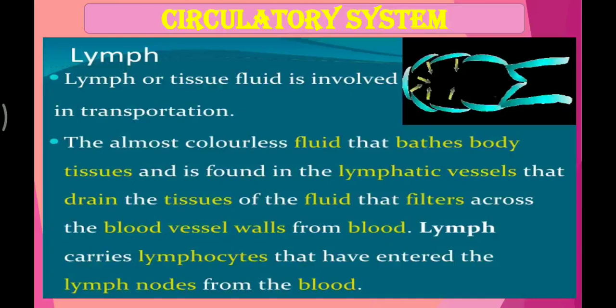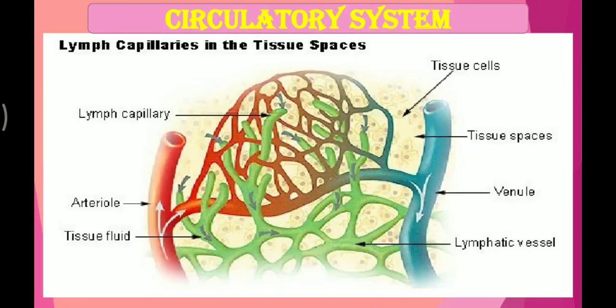So, lymph or tissue fluid is involved in transportation. The almost colorless fluid that bathes body tissues is found in the lymphatic vessels that drain the tissues of the fluid that filters across the blood vessel walls from blood. Lymph carries lymphocytes that have entered the lymph nodes from the blood. You can remember, it is a tissue fluid. In between tissues, there is some liquid fluid that is called tissue fluid.